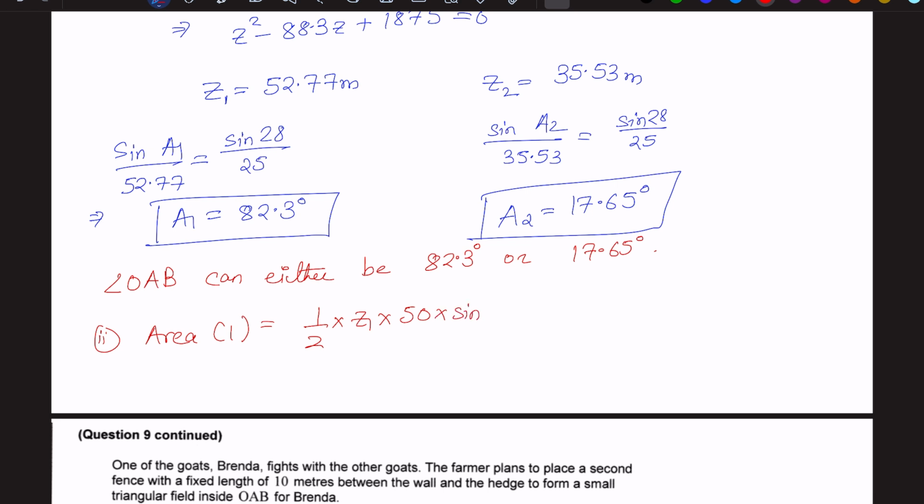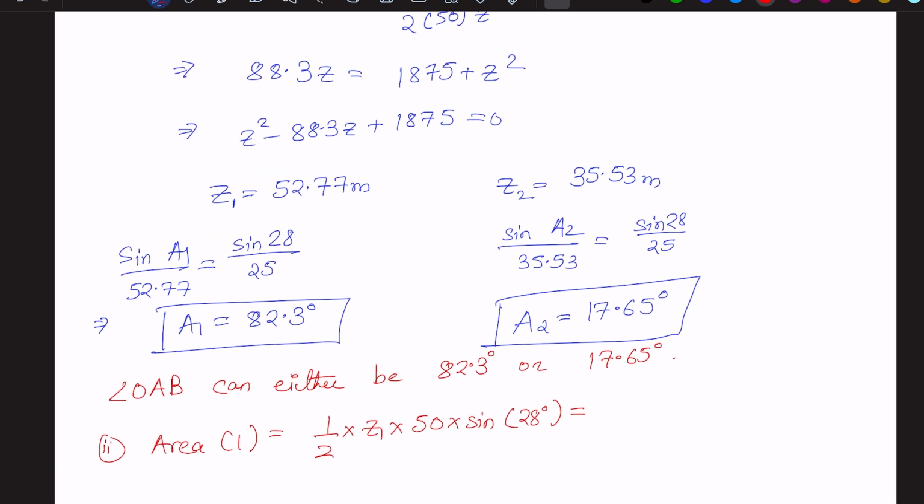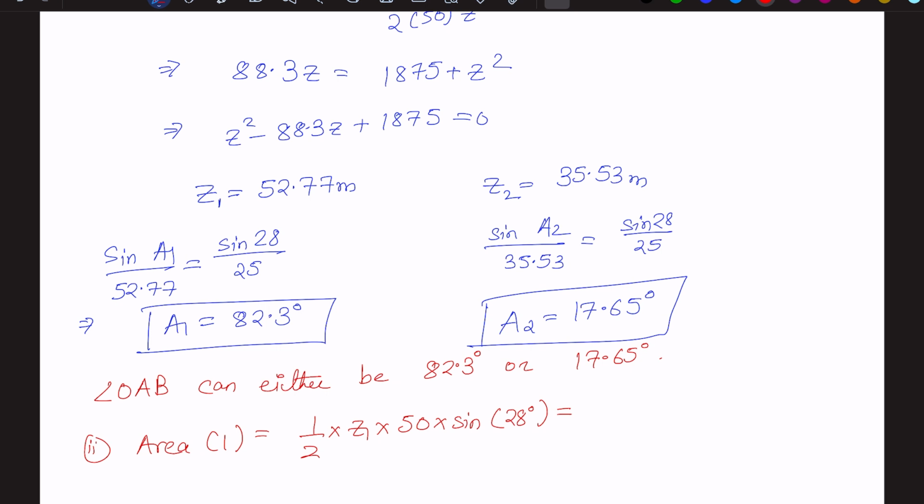You can use sin 28 degrees. In this case, if I place the value of Z1, I will get, let me check, 50 times 52.77 times sin 28, I'll get 619.36 meters squared.